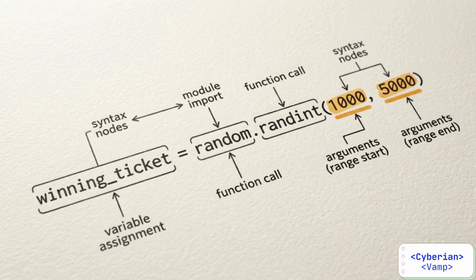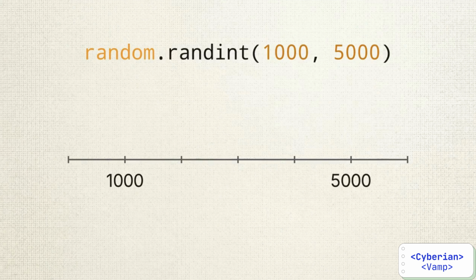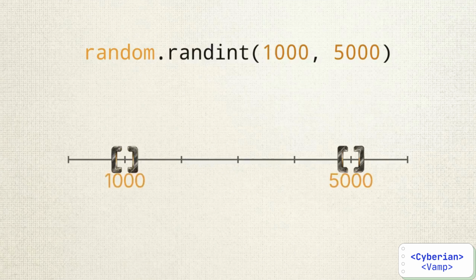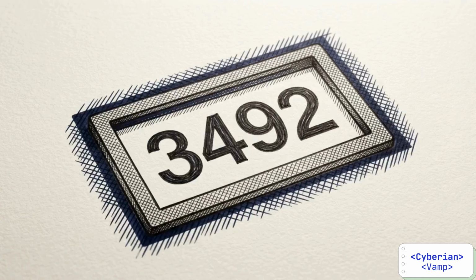Let's write the logic to draw our winner. We create a variable called winning_ticket, assigned to random.randint, setting our range from 1,000 to 5,000. This number line illustrates a critical rule for randint. Notice how the brackets clamp firmly on the exact numbers 1,000 and 5,000. Unlike standard Python ranges, both boundary numbers are inclusive and can be selected as the winner.